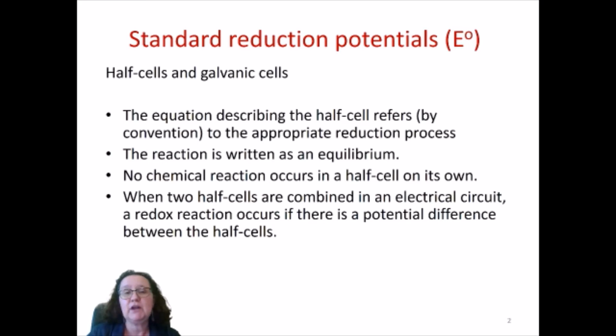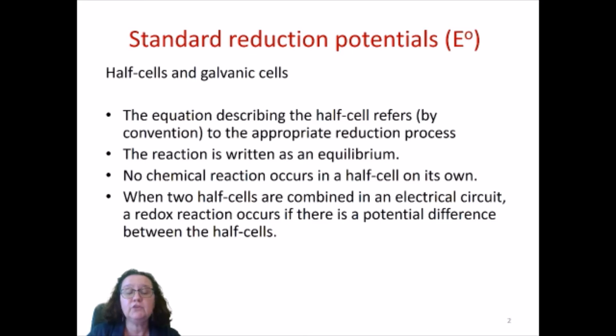No chemical reaction happens in a half cell on its own. As hopefully you know, a reduction reaction does not happen on its own. An oxidation reaction does not happen on its own. There needs to be an exchange of electrons, so both need to happen at the same time. So one of the elements will exchange electrons with the other.